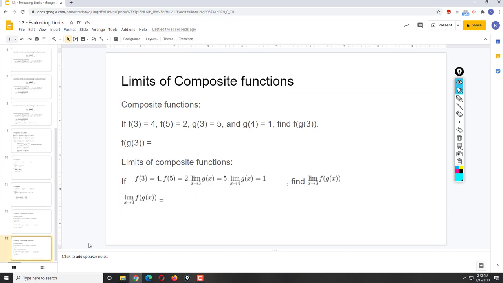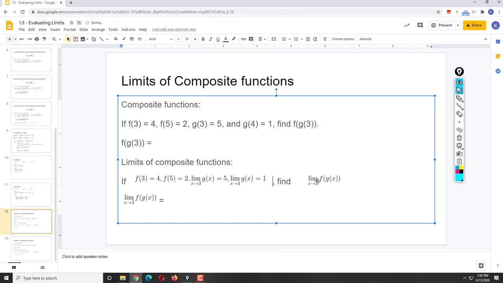So if f of 3 is 4 again, f of 5 is 2, but this time we're told that the limit of g of x as x approaches 3 is 5, and the limit of g of x as x approaches 4 is 1. We want to find the limit of f of g of x as x approaches 3. It really works the same way. The limit of f of g of x as x approaches 3 is the same thing as f of 5. As long as the limit of g of x equals 5, we can just replace that with the 5. And f of 5 is equal to 2, so we're done.